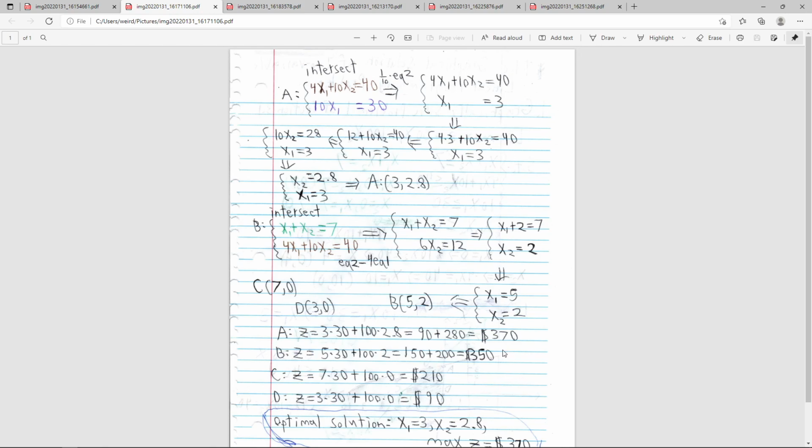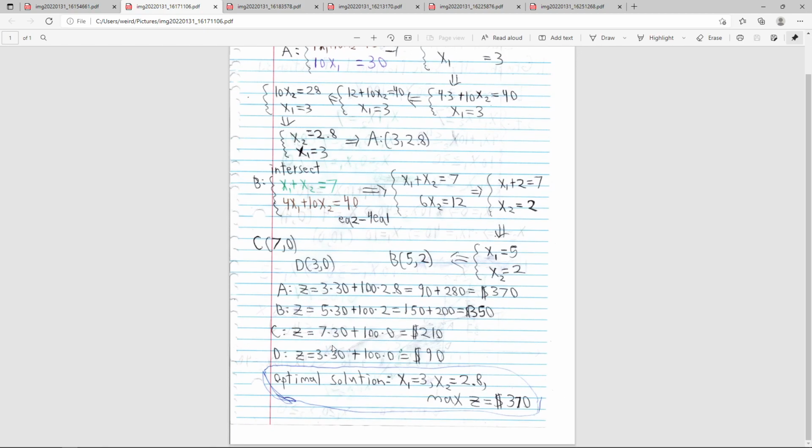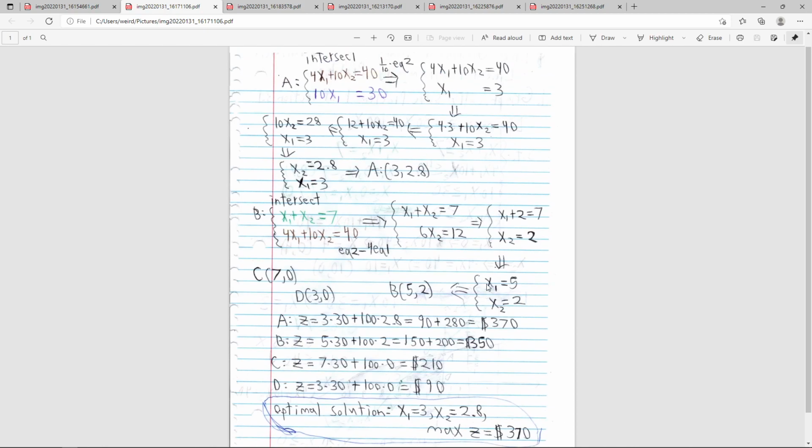So we want the highest value in a maximum problem or the lowest value in a minimum problem. This is maximization, so you get $370, the biggest, so point A is the one. So the optimal solution is x1 equals 3, x2 equals 2.8, max Z equals $370. So we get 3 acres and 2.8 acres, and $370.